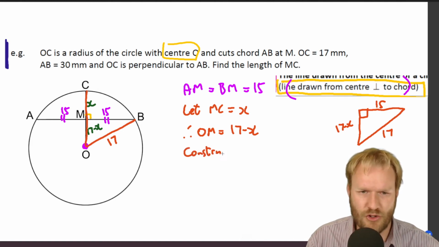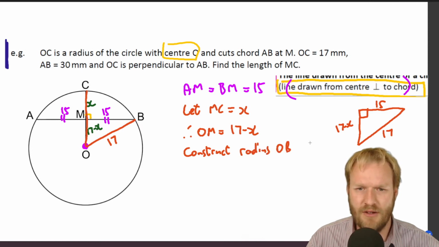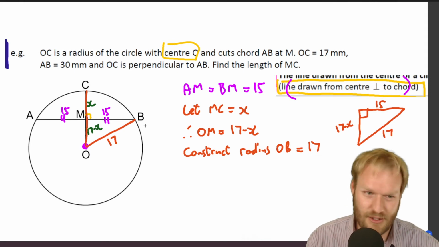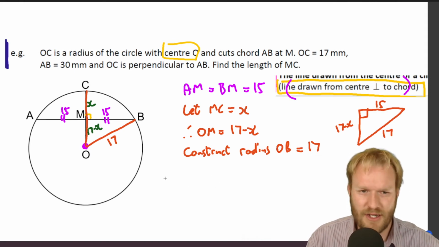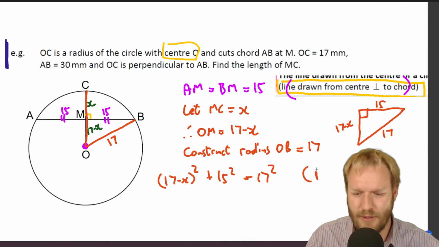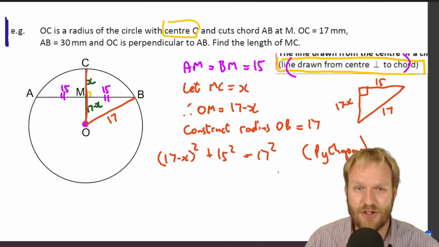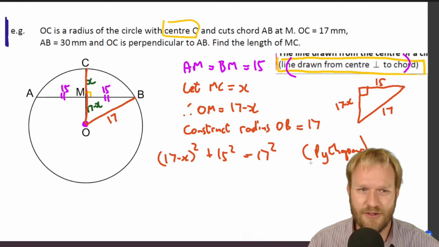Construct, because we're drawing it, so construct radius OB, and OB equals 17. Now we've used the word radius here, so we've given our reasoning. As we're writing it, we've got it in the diagram. So we can say, okay, well, 17 minus x squared plus 15 squared equals 17 squared. We made a statement. Our reason is glorious Pythagoras, I think. And then you can solve from there and get your value of x.